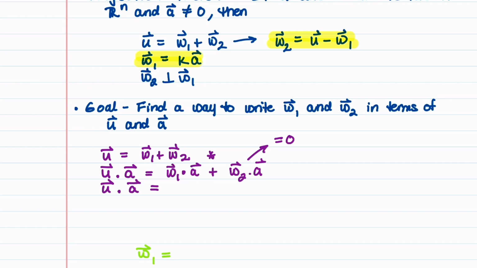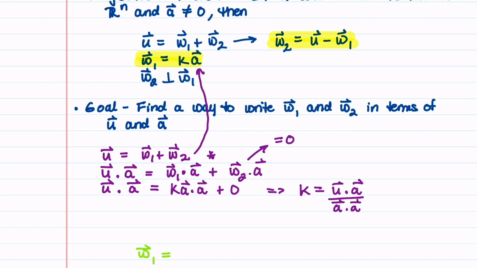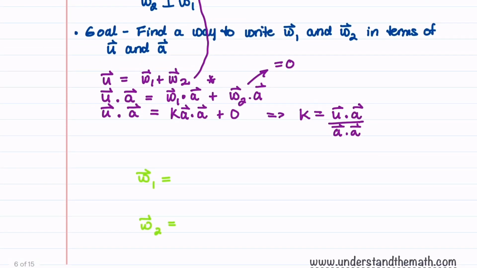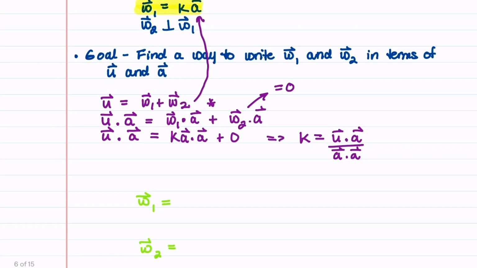And then we also know that W1 from up here is equal to k times A, so let's plug that in. So kA dotted with A plus 0. This is going to give us a value for our scalar k. So k is equal to u dot A over A dot A. We can now write what W1 and W2 are in terms of u and A. W1 is equal to k times A.